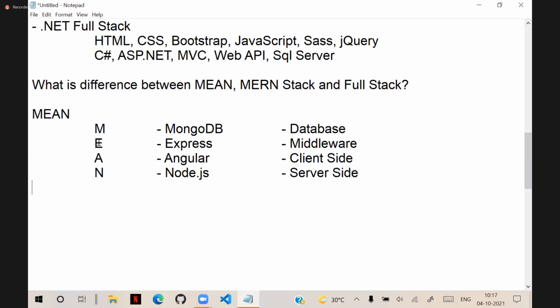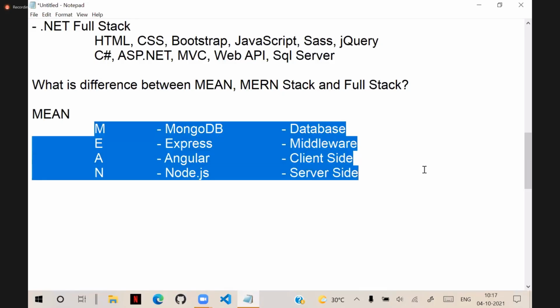Now, what is missing here? What is missing in MEAN stack is that on the client side, they are going to learn only Angular. There will be no HTML, CSS, JavaScript, jQuery, and everything. That means on the client side, they will have knowledge of only Angular. No HTML, no CSS, no JavaScript, no Bootstrap. Without that, you cannot be an Angular developer.